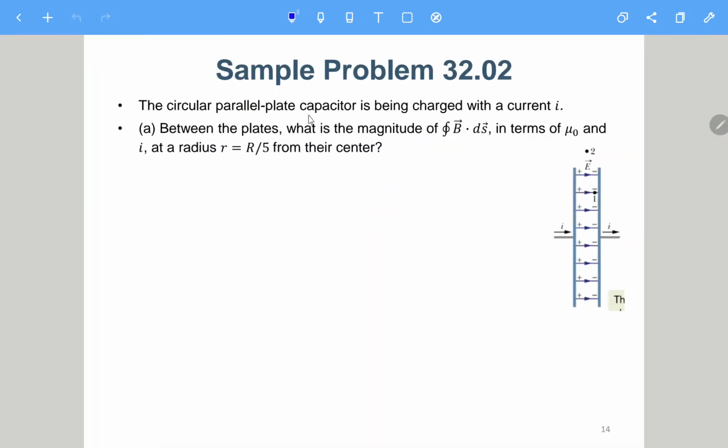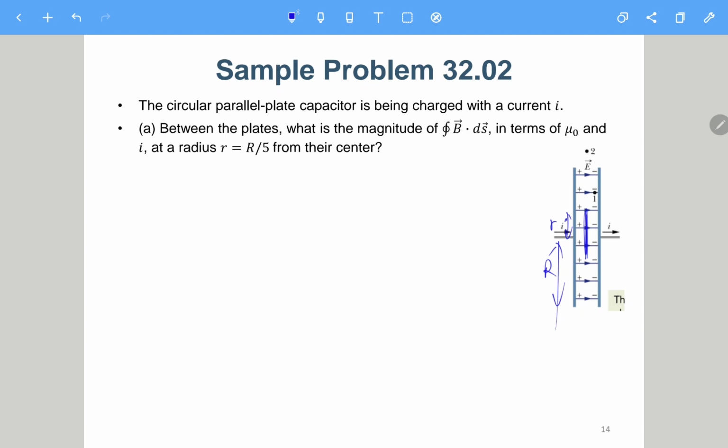Okay, so here we have a quick sample problem. It says the circular parallel plate capacitor is being charged with a current I. Between the plates, what is the magnitude of the magnetic field in terms of mu zero and I at the radius small r equals capital R over 5? So it's just like this one, or even smaller. This is r, and this thing is capital R, like this.